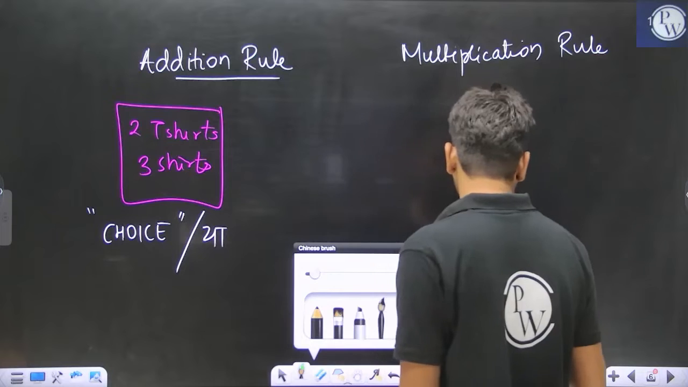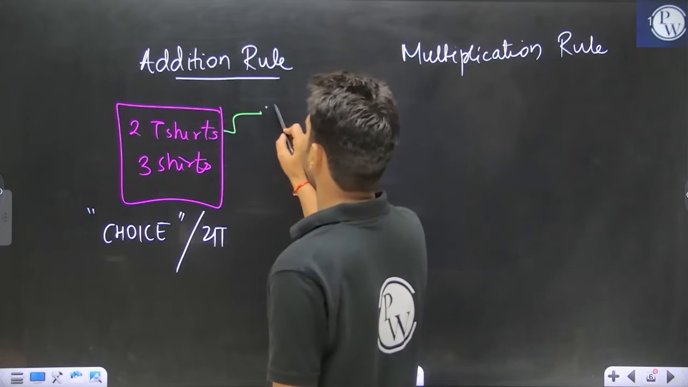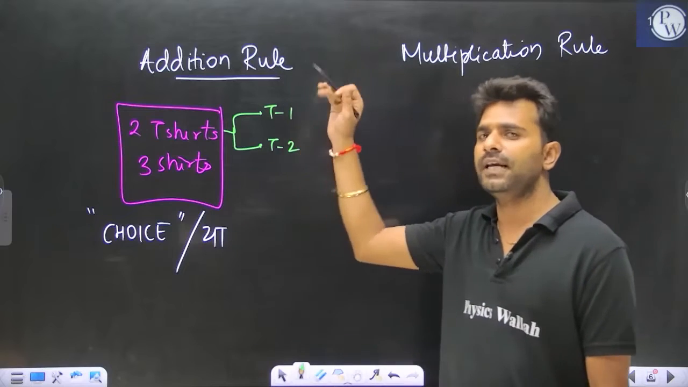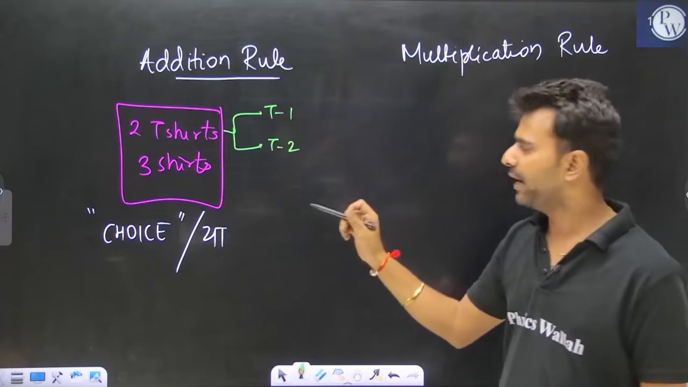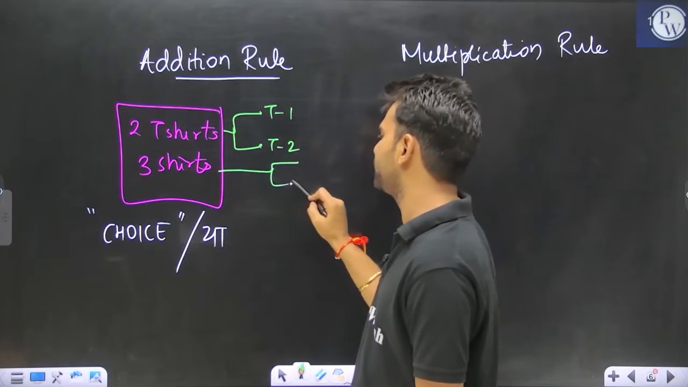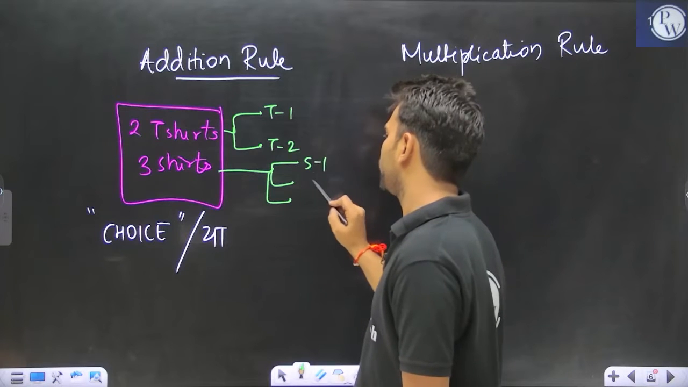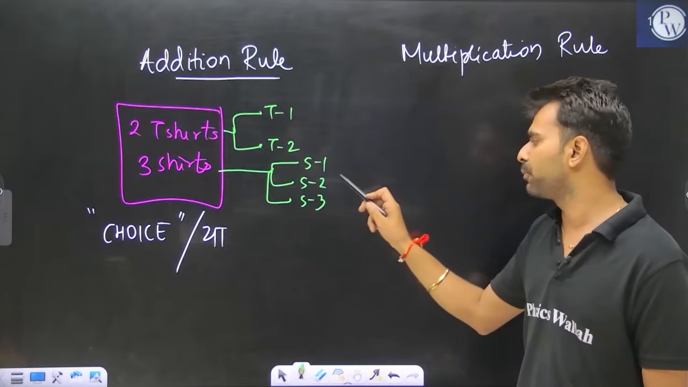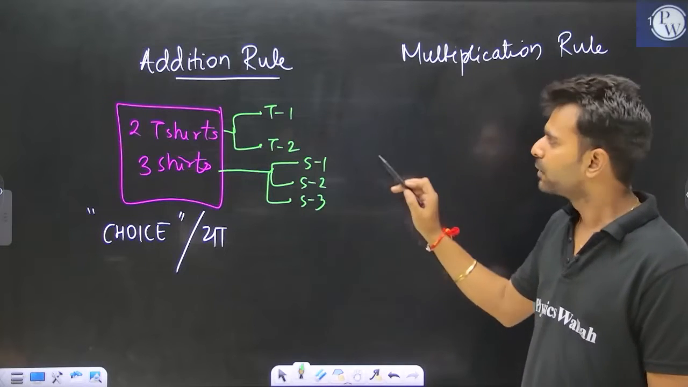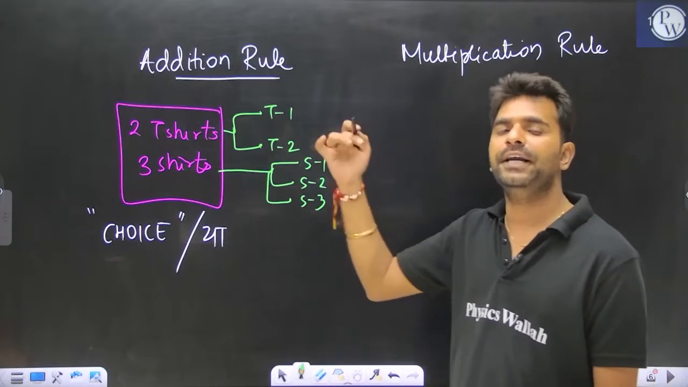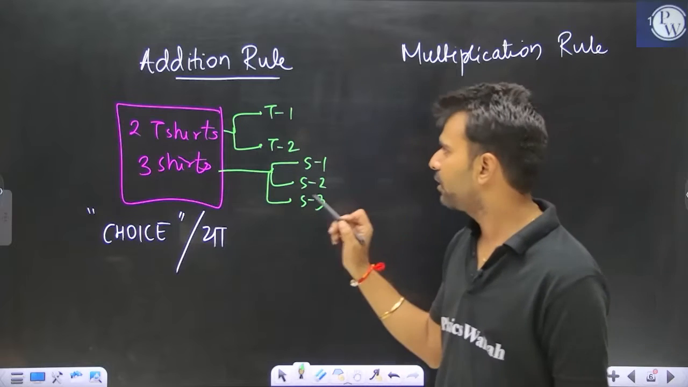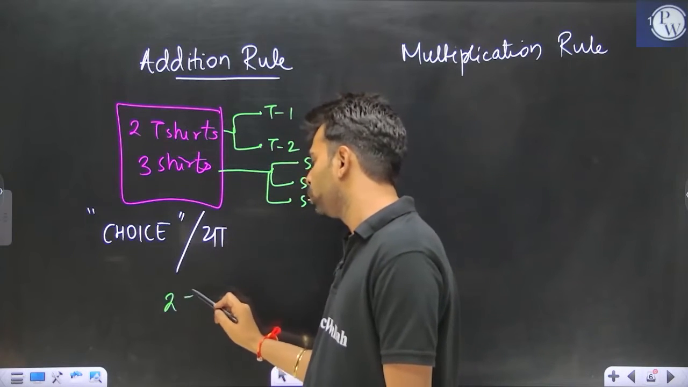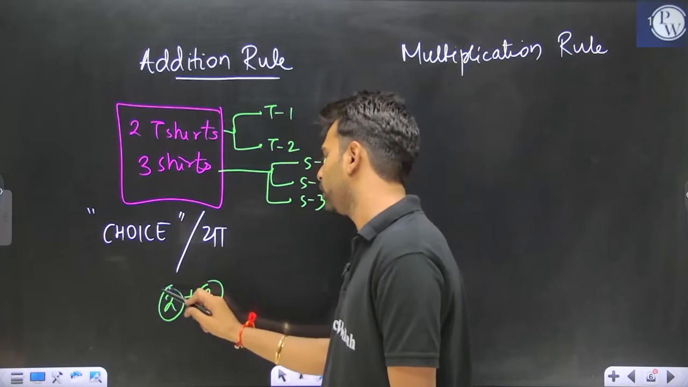Okay, let's say these two t-shirts are t-shirt 1 and t-shirt 2, that is, t-shirts of let's say black color and white color. And let's say that the three shirts are shirt 1, shirt 2, shirt 3. Let's say one shirt is black, one shirt is blue, one shirt is yellow. Okay, so in how many ways can you wear anything on top? This will be done by using the addition rule, that is 2 plus 3 ways, which is equal to 5 ways.